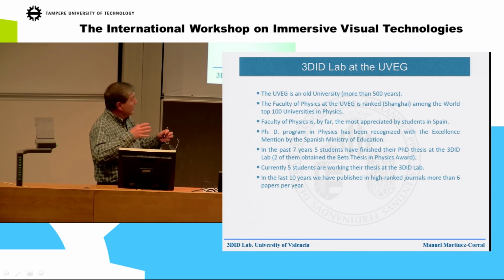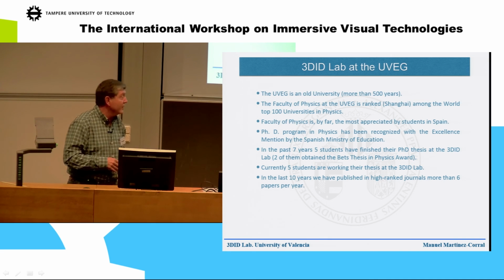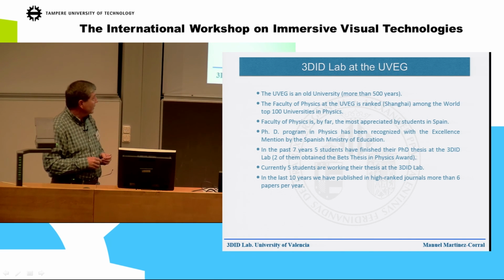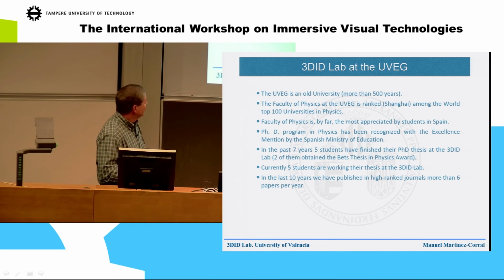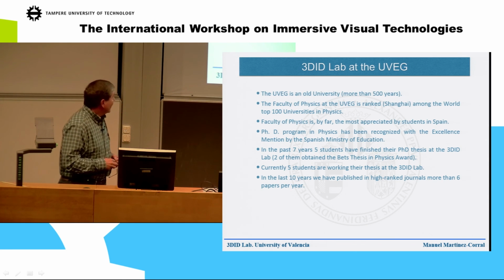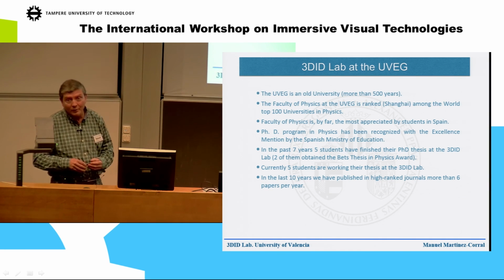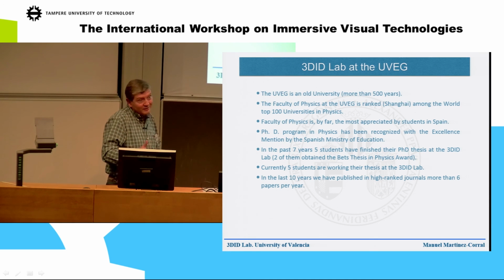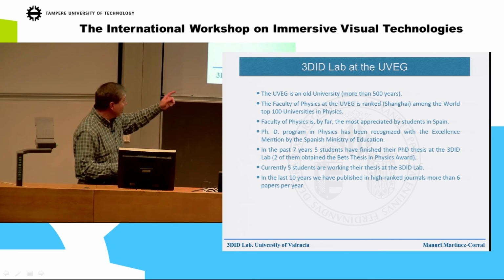Concerning our group, in the past 7 years, 5 of our students have finished their PhD thesis, 2 of them obtaining the best thesis award in physics. At the moment, 5 students are still working on their thesis project in our lab. We hope in the next few months we will have 7. And in the last 10 years we have published on average about 6-7 papers per year in high-ranked journals.